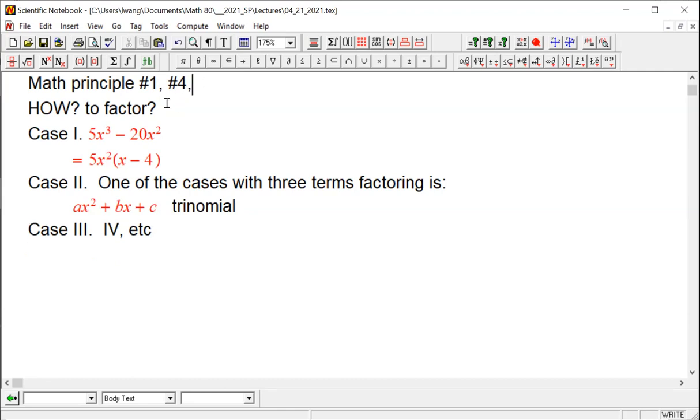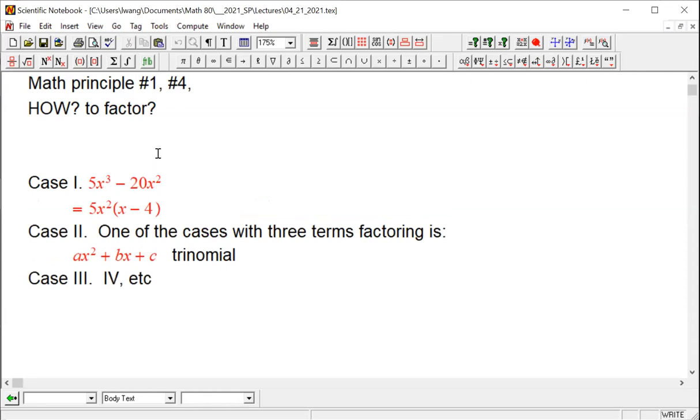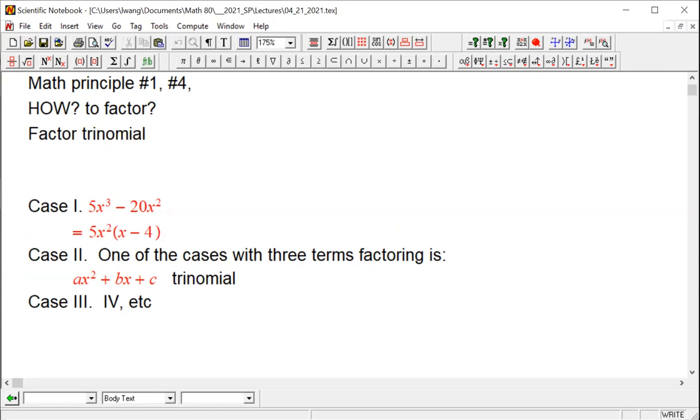We're going to focus on trinomials because when we have 2 terms, it's pretty straightforward. When we have trinomials, however, that's a little tricky. So we're going to focus on factoring trinomials because this one is very basic.